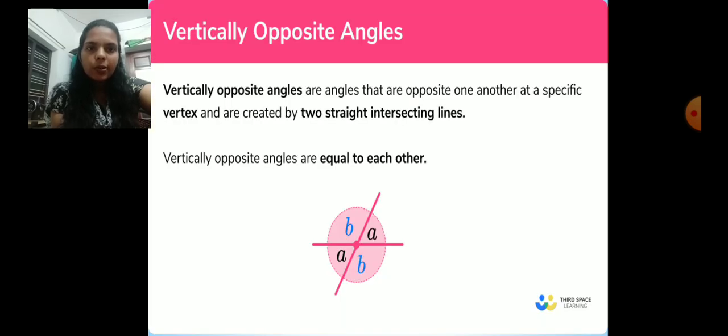Vertically opposite angles are the angles that are opposite one another at a specific vertex and are created by two straight intersecting lines. Vertically opposite angles are equal to each other.